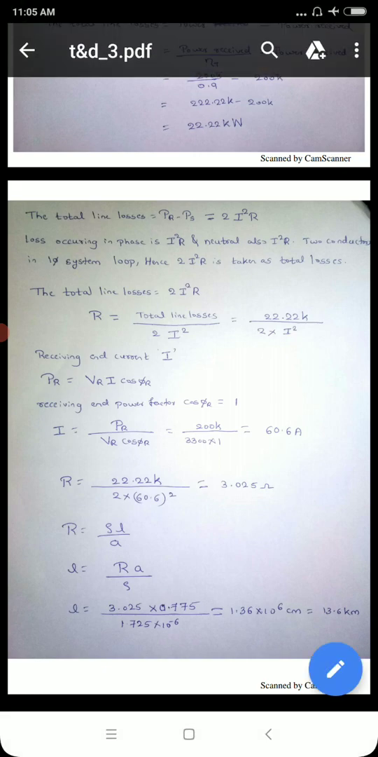Okay, this is one of the typical problems. They are given the efficiency and losses, and the power sent is given. We need to calculate the length of the line. This is one typical problem. You can try it on your own. We will see another problem now.